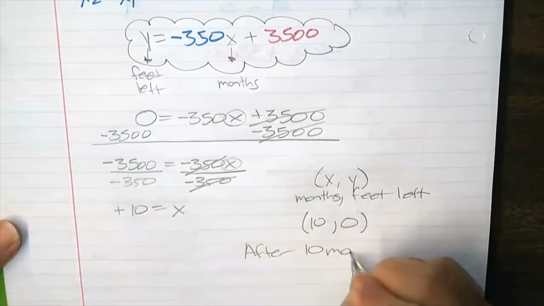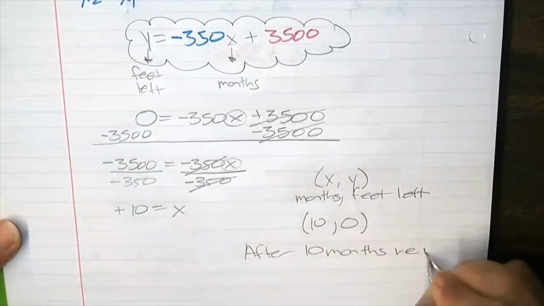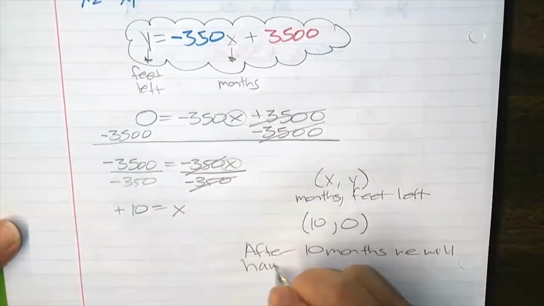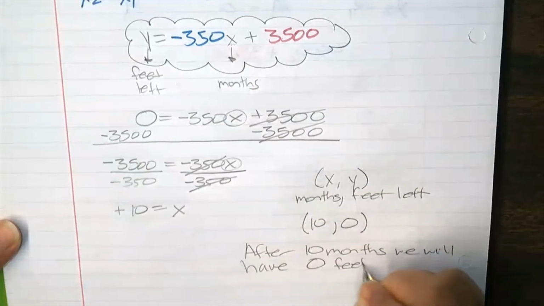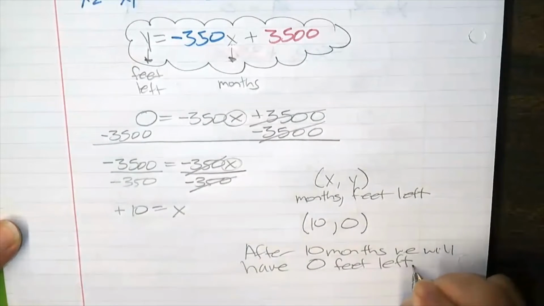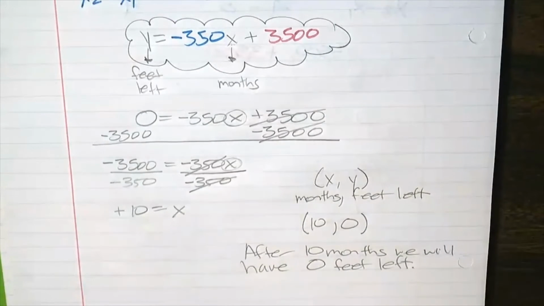After 10 months, we will have 0 feet left. And that's kind of an awkward way of saying it. We don't typically say 0 feet left. We would say after 10 months, we'll be done. We won't have any more feet to tunnel. We will have reached the end of the tunnel.